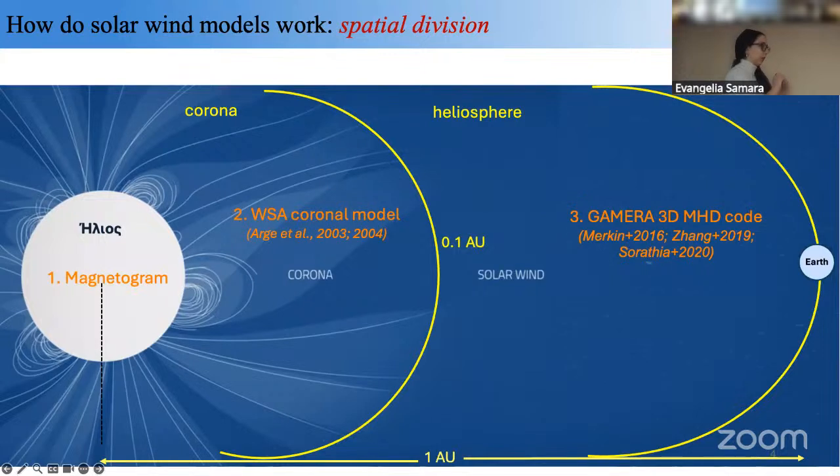And the most important thing, it produces a set of boundary conditions at 0.1 AU that are necessary to be fed into the heliospheric model afterwards, and start the propagation of the solar wind. For the heliospheric part, we use the so-called GAMERA model. It's a 3D MHD code. And for more information, you can ask me later, you can see the citations and so on.